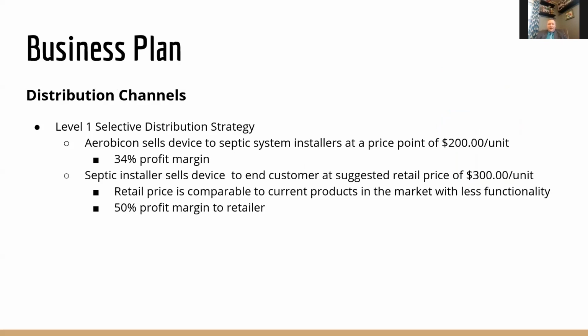This brought up an interesting situation, which was how do we convince septic system dealers to keep product on their shelves? And the best way to do that is to offer the potential for maximum earnings, which brings me to our distribution model. Under this plan, we will sell our product to septic system dealers at a price of $200 per unit. The dealer will then offer the product to end customers at our suggested retail price of $300, which is comparable to existing products that are currently available, such as timing switches and controllable panels that offer much less functionality than the Aerobicon will.